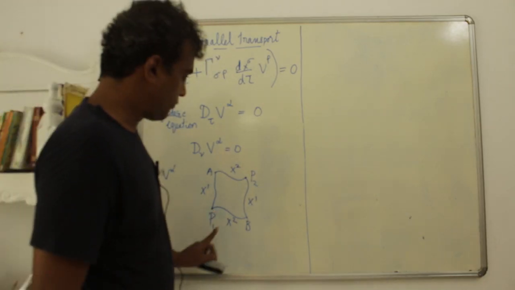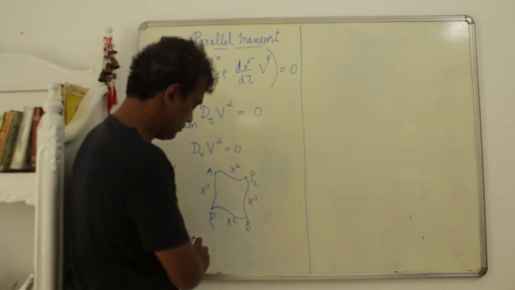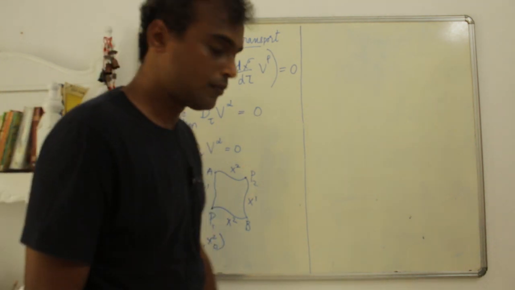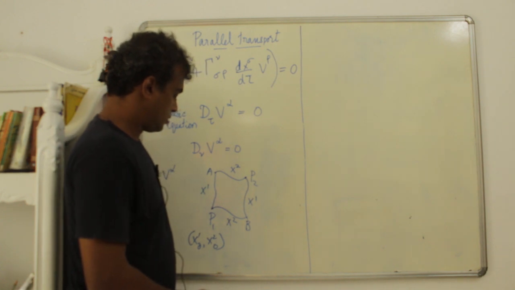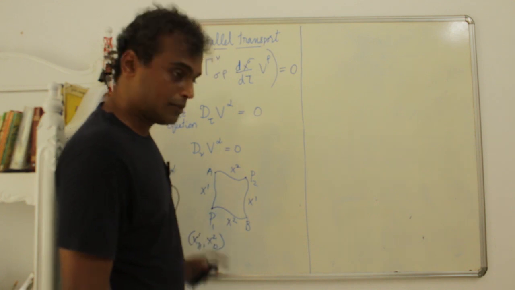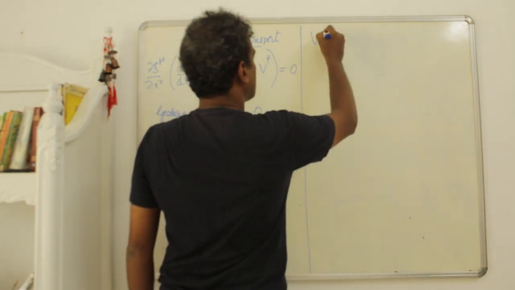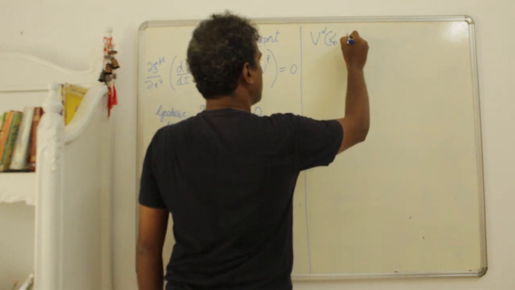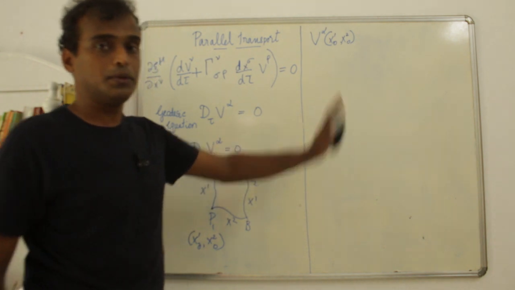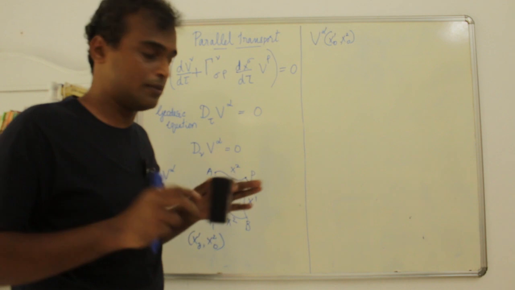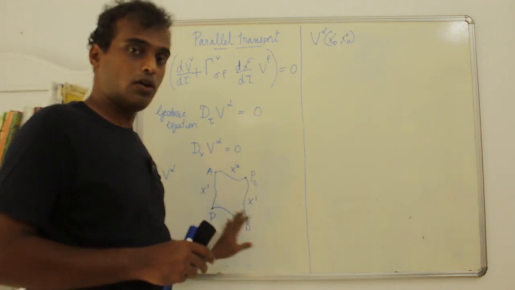Let us start from the point P1. Let x1 0 and x2 0 be the coordinates of the point P1. The value of vector components V alpha at point P1 will be V alpha at x1 0 and x2 0 will be its value at those coordinates. We are not specifying the remaining set of coordinates because they remain the same along all these curves.